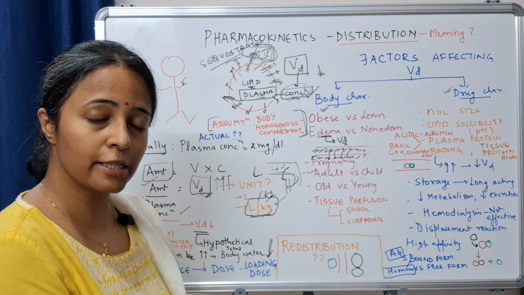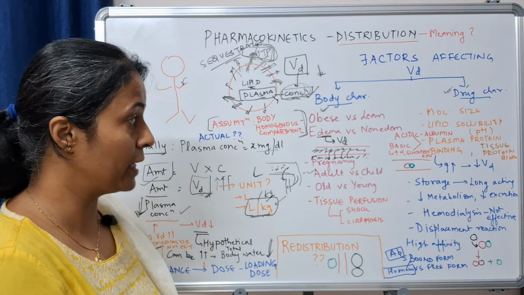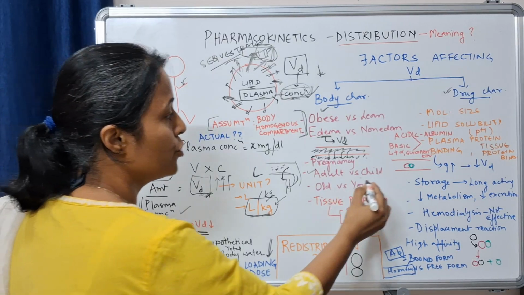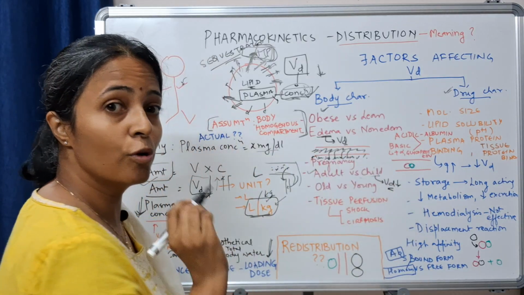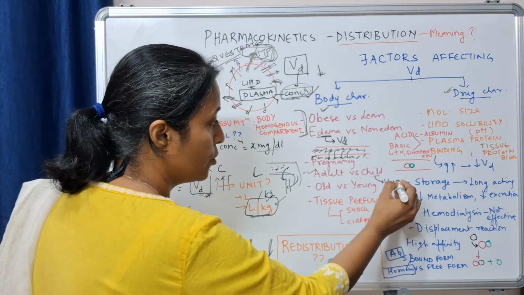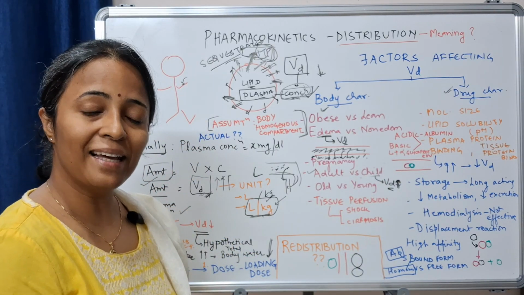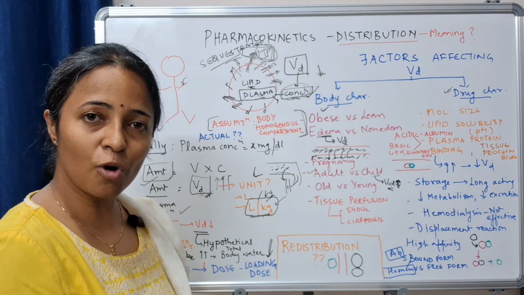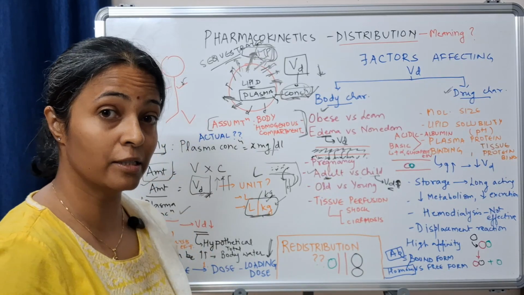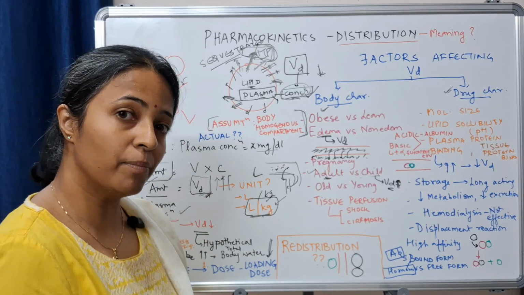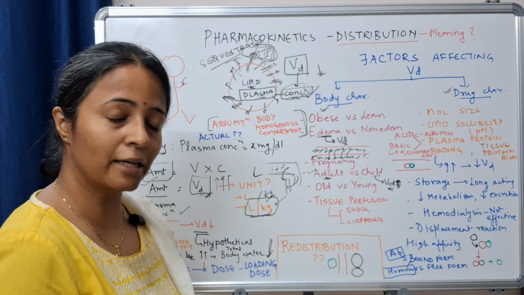If such a drug is there which primarily remains in the blood vessels, in the fluid, then volume of distribution will be more in children. Why? Because total body water is more in children. On the other hand, if it is going to the tissues, then the size of the tissues is smaller in children, so the volume of distribution will be more in adults, if the drug is going preferably to the tissues, right? Because the number of cells will be more in adults.